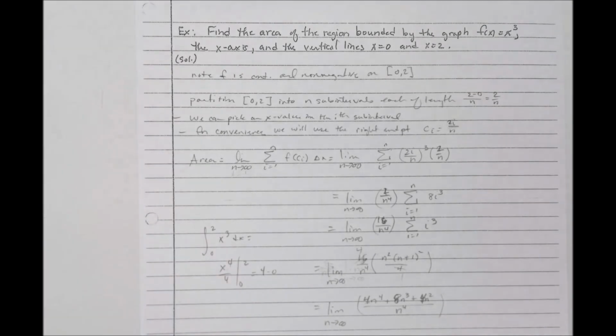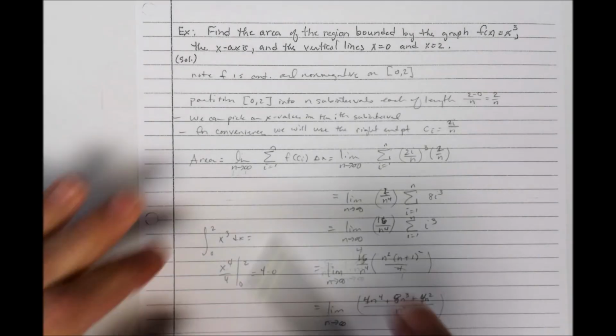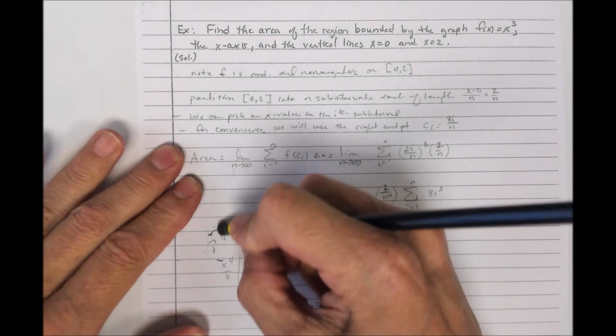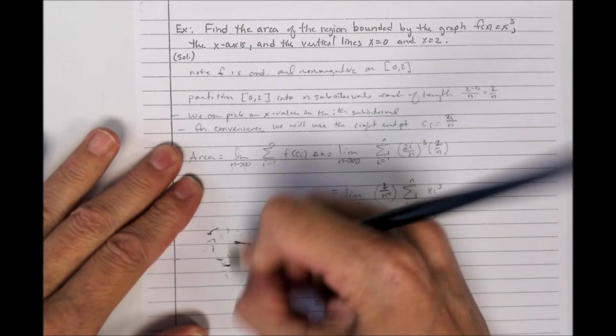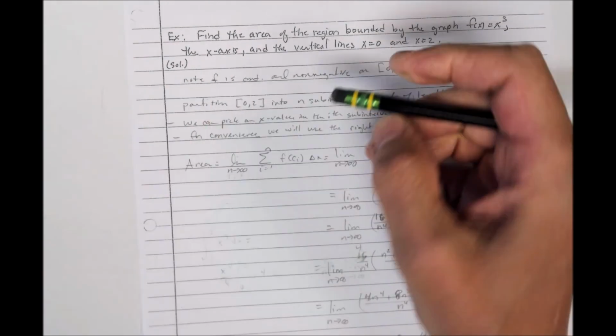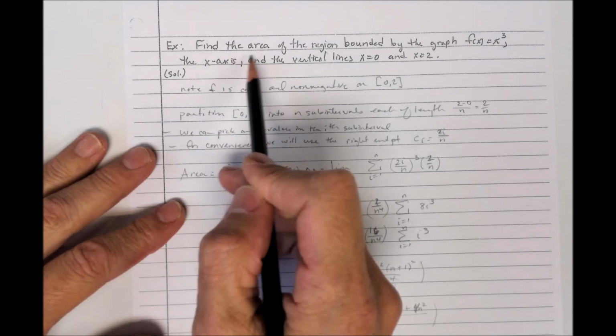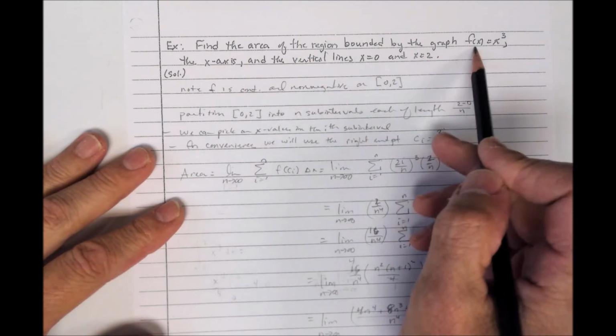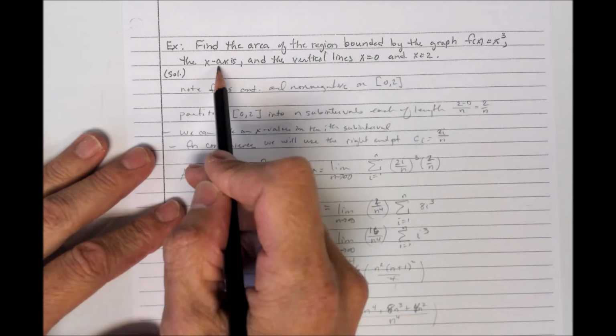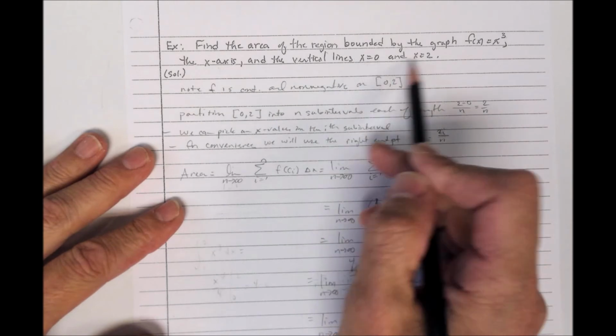I hate to show you that because it's all beat up and it's sloppy, but we're going to go ahead and show you. Here's one last example, and you can see my scribbles all over this thing. I hate to show you this one because I have such bad handwriting. So find the area of the region bounded by the graph of f of x equals x to the third power with the x-axis and the vertical lines x equals 0 and x equals 2.